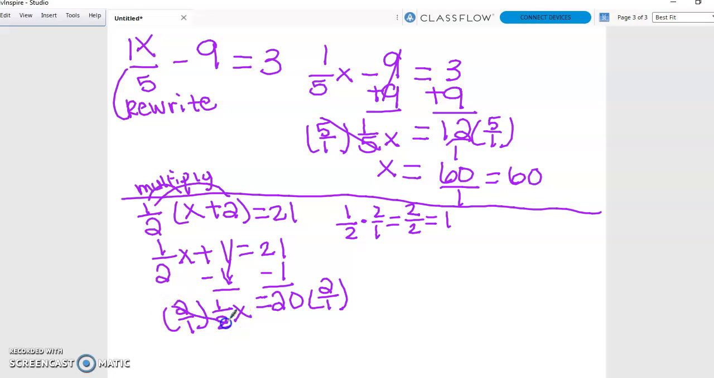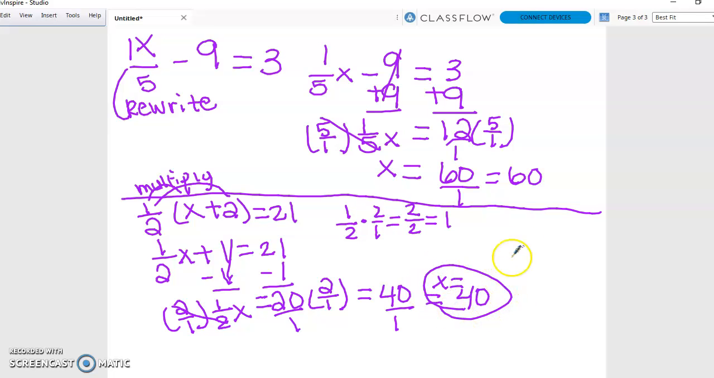Alright, so these cancel because 2 times 1 is 2 and 1 times 1 is 2, and 2 over 2 equals 1. So now I have 1x. We don't have to write the 1 in front of the x. So now we just have x equals. And in order to multiply these, I can just put 20 over 1. So now I have 20 times 2, which is 40 over 1, or just simply 40. So x equals 40.